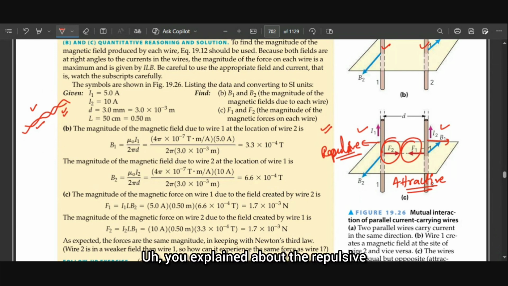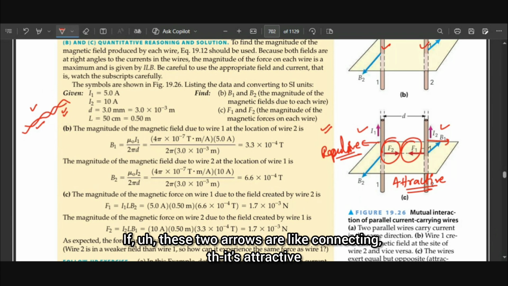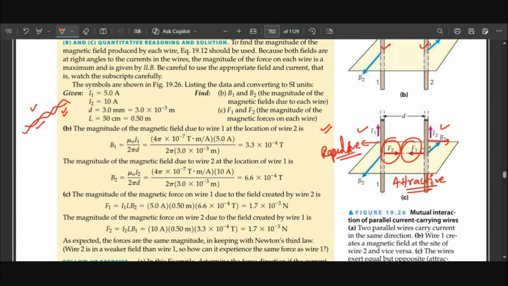You explained about the repulsive and attractive force in the diagram. Like how they act. What is the condition of force being attractive and what is the condition of force being repulsive? If these two arrows are connecting, it's attractive. I'm asking in what case the arrows will be like that. It depends on the direction of the magnetic field. Not exactly that. Pay attention.